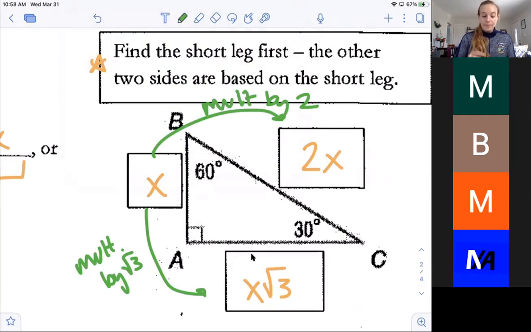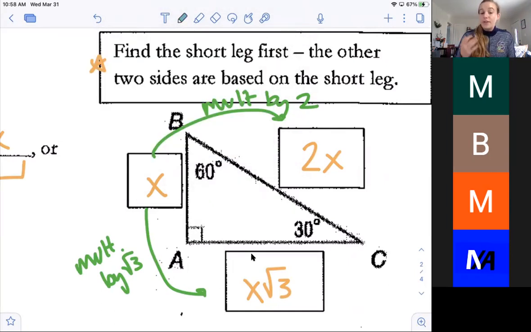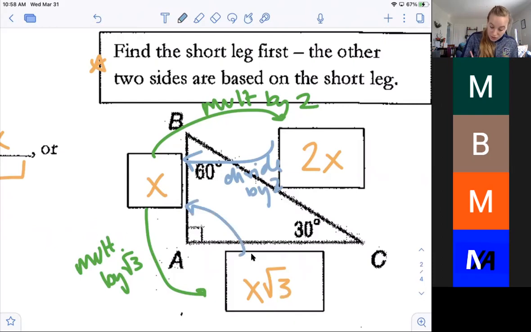Okay, simple enough. The reverse is just we're not multiplying, we're going to divide. So if I have the hypotenuse and I want to go to the short leg, I'm going to divide by 2. If I'm going from the long leg to the short leg, I'm going to divide by root 3.